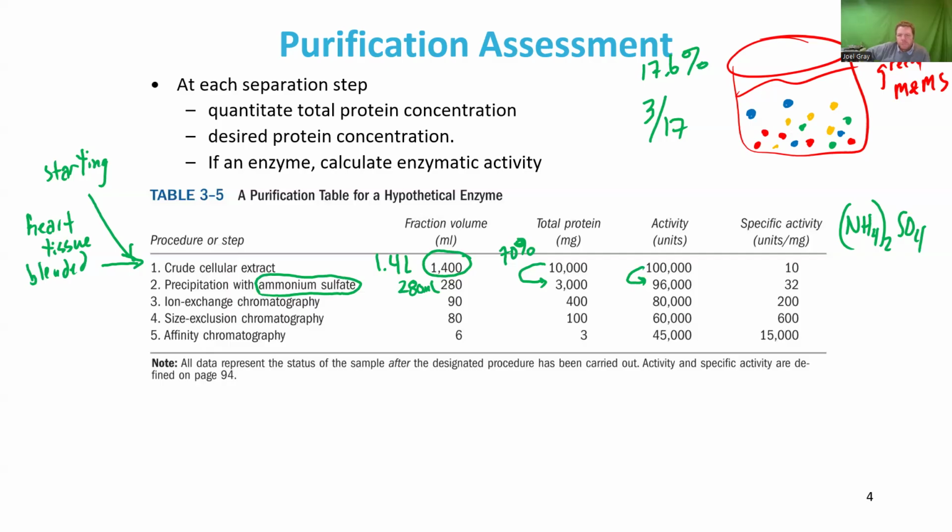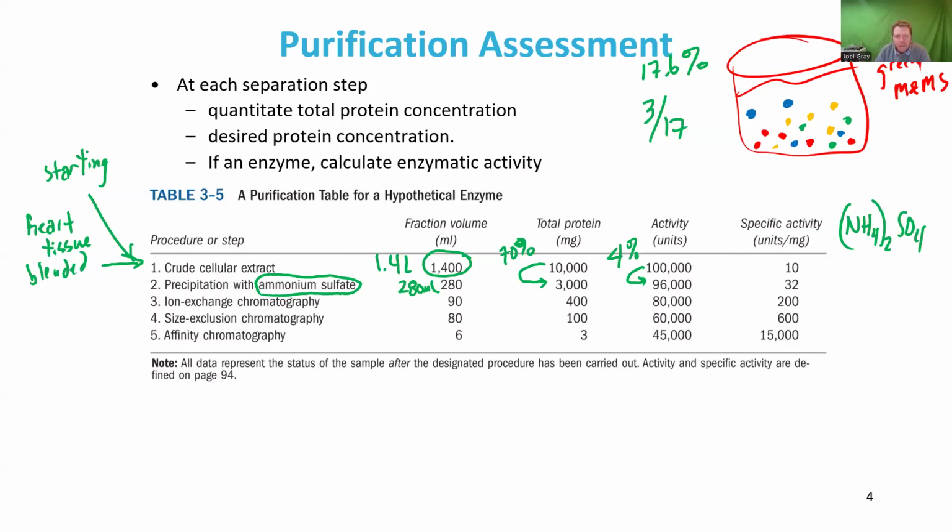We did. But if you wanted to quantify this, you could say that I got rid of 70% of the junk and I only lost 4% of my enzyme. Is that a reasonable trade-off? Probably.